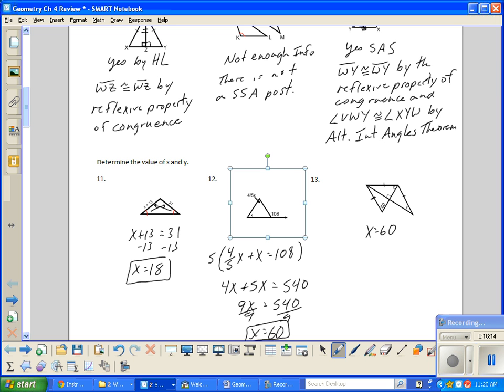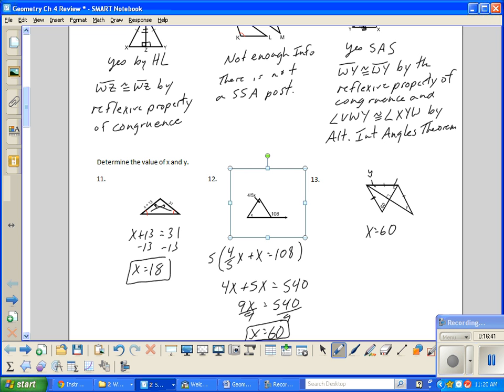So x is going to be 60. And then if we look at the top side, we've got that big triangle on the top there has two congruent sides, making it an isosceles triangle as well. So the base angles have to be the same. So this angle is y. So the other angle would have to be y as well.